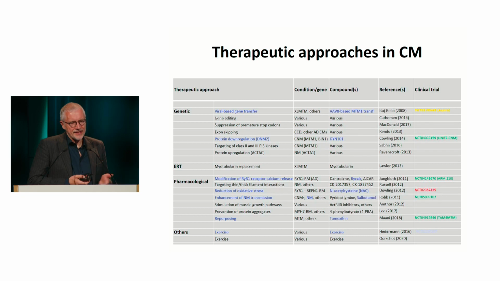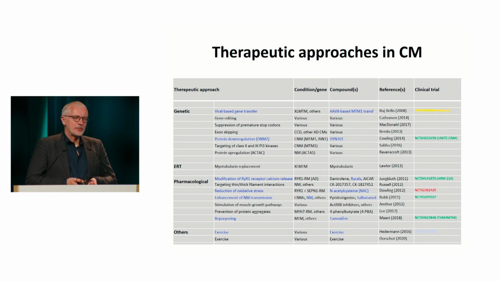And I've highlighted here on the right currently ongoing clinical trials in green, and completed clinical trials in red, and one clinical trial in yellow, which is currently on hold. And because of the large size of the genes involved, so far only one condition, myotubular myopathy, has been considered for viral gene transfer as a treatment. There are other treatment approaches.